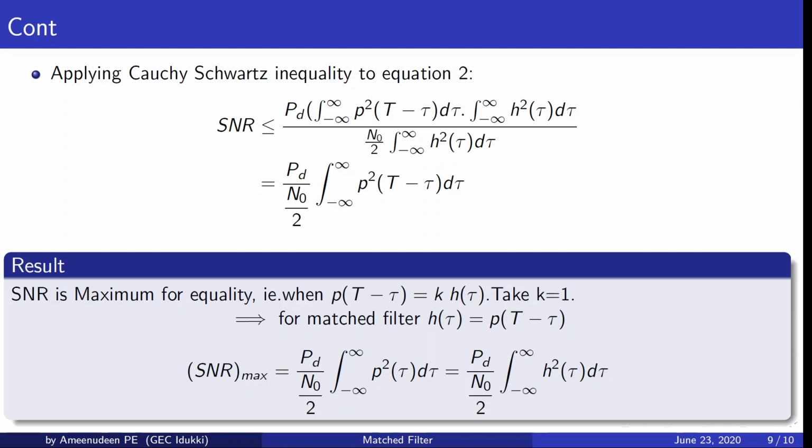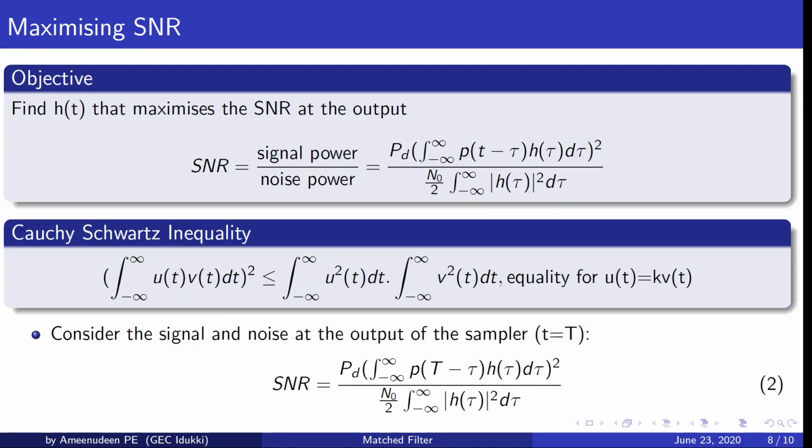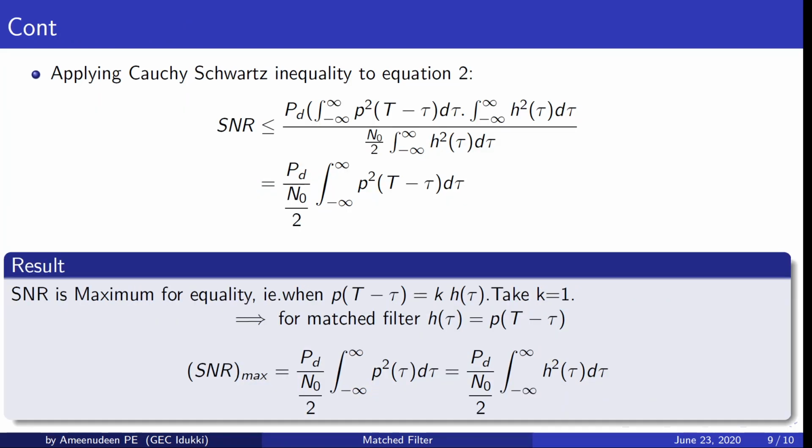And now using Cauchy-Schwarz inequality, the SNR is maximum, or this less than or equal to becomes equal, when u of t is k into v of t. That is applying here for SNR is maximum for equality, that is when p of t minus tau is k into h of tau, take k equal to 1. So that means for matched filter h of tau is equal to p of t minus tau.